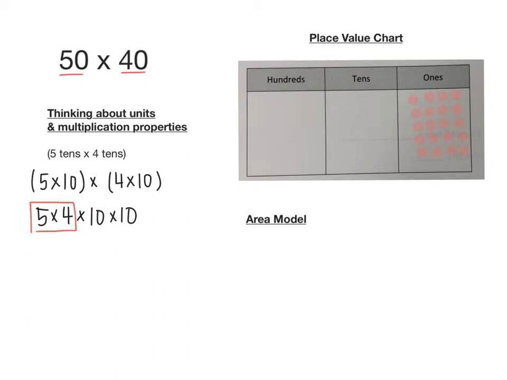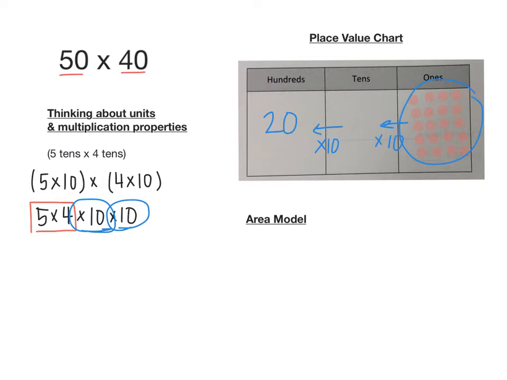Okay? Now, I need to multiply it by 10. What happens to those dots, those discs, when I multiply by 10? It shifts one space to the left. Okay, good. Am I done? No. I need to multiply by another copy of 10, so it needs to shift another space to the left. How many dots do I have altogether? What's 5 times 4? 20. That means I have 20 dots then in the hundreds column.